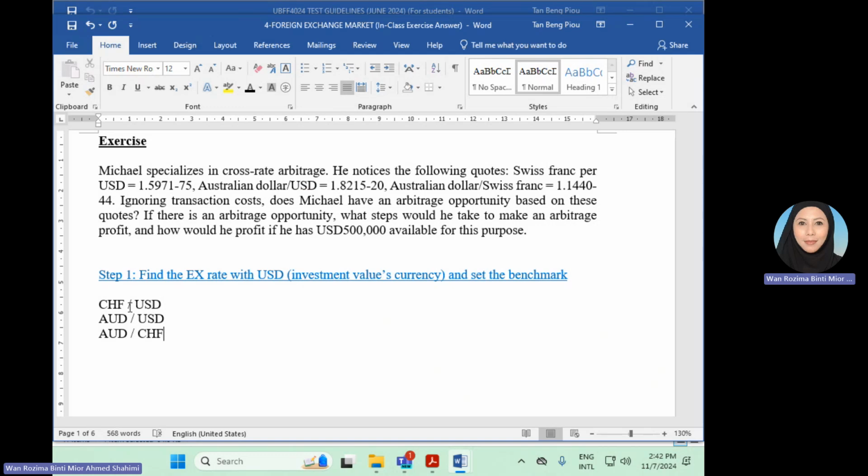All right, so which one should you choose for our benchmark? 1, 2, or 3? 3. So as you can see, these two have USD. So I cancel this, I cancel this one also, meaning I choose this one as the benchmark.